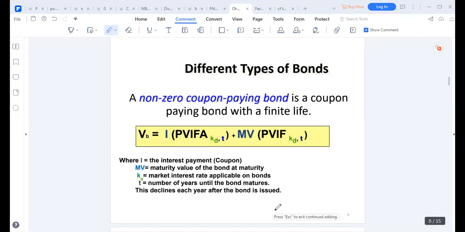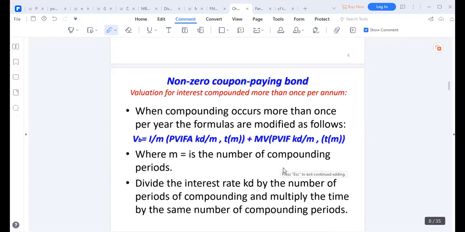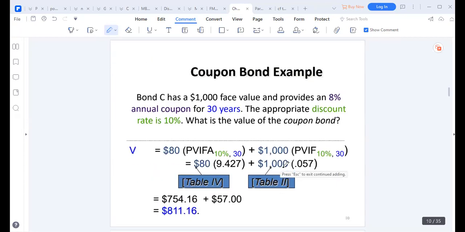So we also have a non-zero coupon bond, which has the annuity factor and the interest factor. So I gave you the simplified way of calculating the value of a bond. For instance, we have a bond C with 1,000 kwacha face value, provides 8% coupon interest for 30 years, and the appropriate discount rate is 10%. What is the value of the bond?